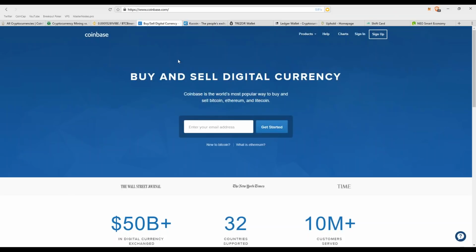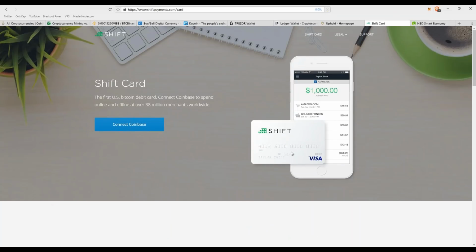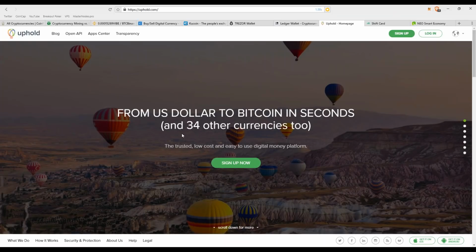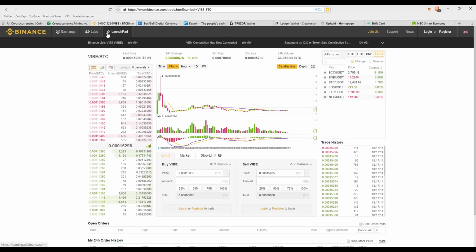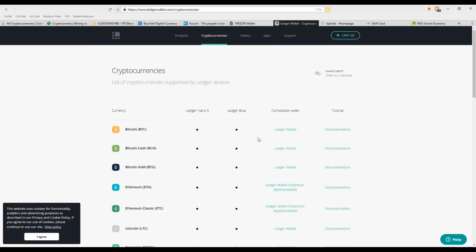So I'll say it really fast. So there's the Coinbase website. There's the Shift card, which is at Shift Payments as well. Sorry, guys. I forgot to push one button, and that's fabulous. And then there's uphold.com, which I mentioned. So that's another spot to get in. There's the KuCoin website. There is the Binance website. And then the Trezor and the Ledger websites as well.